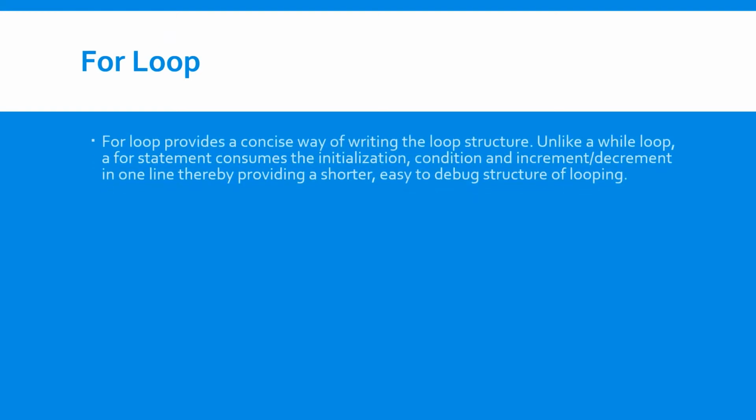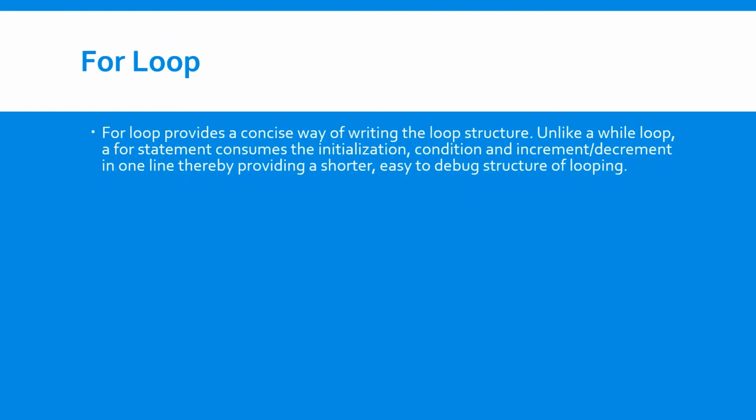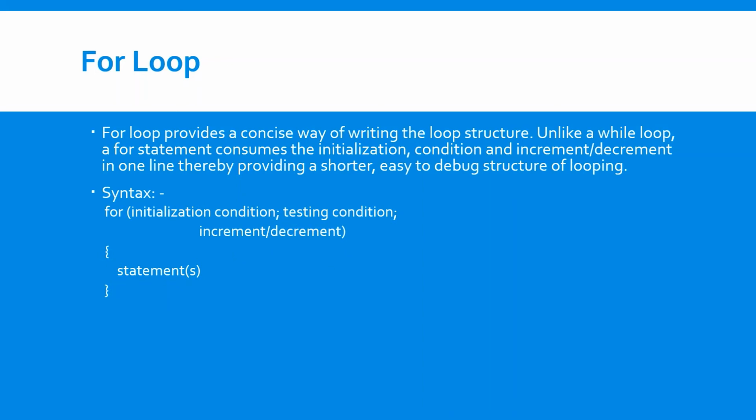The second one is the for loop. The for loop provides a concise way of writing the loop structure. Unlike a while loop, the for statement consumes the initialization, condition, and increment or decrement in one line, thereby providing a shorter and easier to debug structure of looping. The syntax of the for loop is as follows.